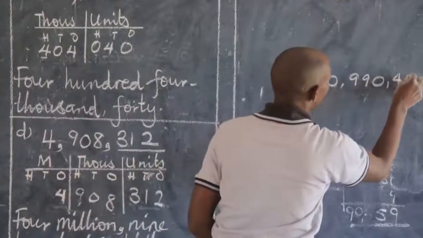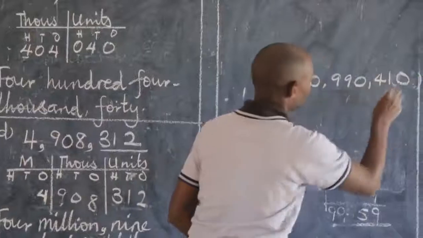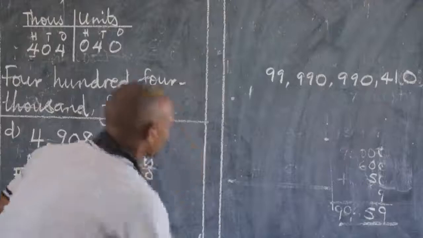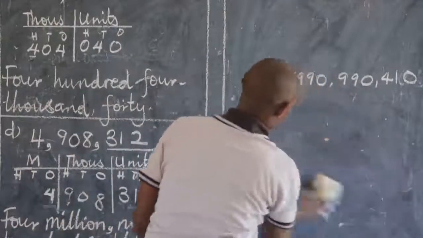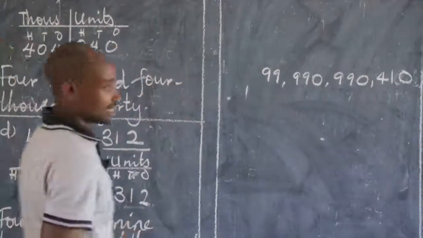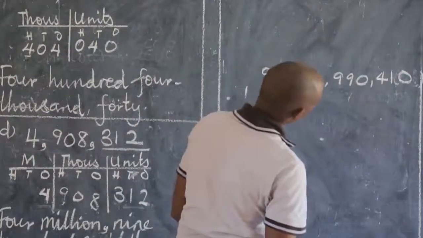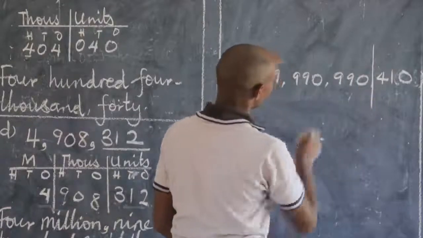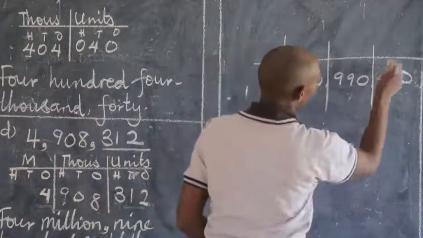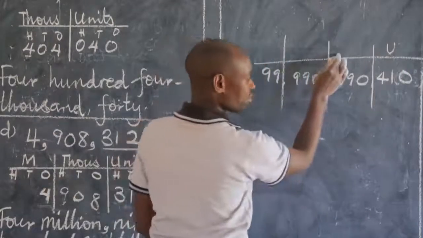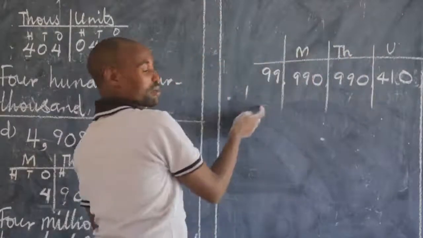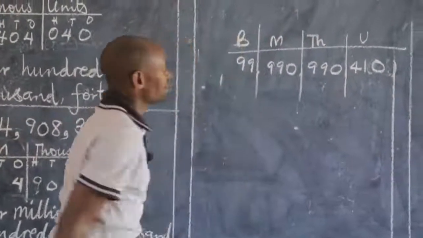So I have 990, 990. Then I have maybe 410. Who is that one screaming that the number is too big? It's not too big. What is important is you to know how you are going to draw these lines. And I have told you draw them where we have commas. So we shall have this, this, this. Okay? Then on our extreme end, we have units. Then what do we have here? Thousands. What about here? Millions. And from millions, we go to billions.